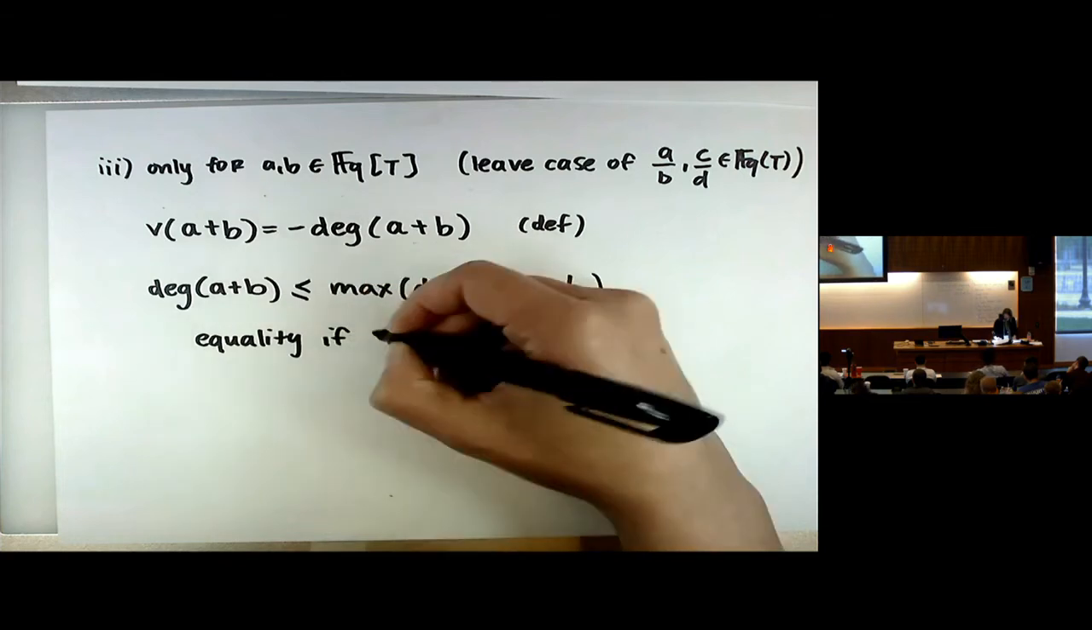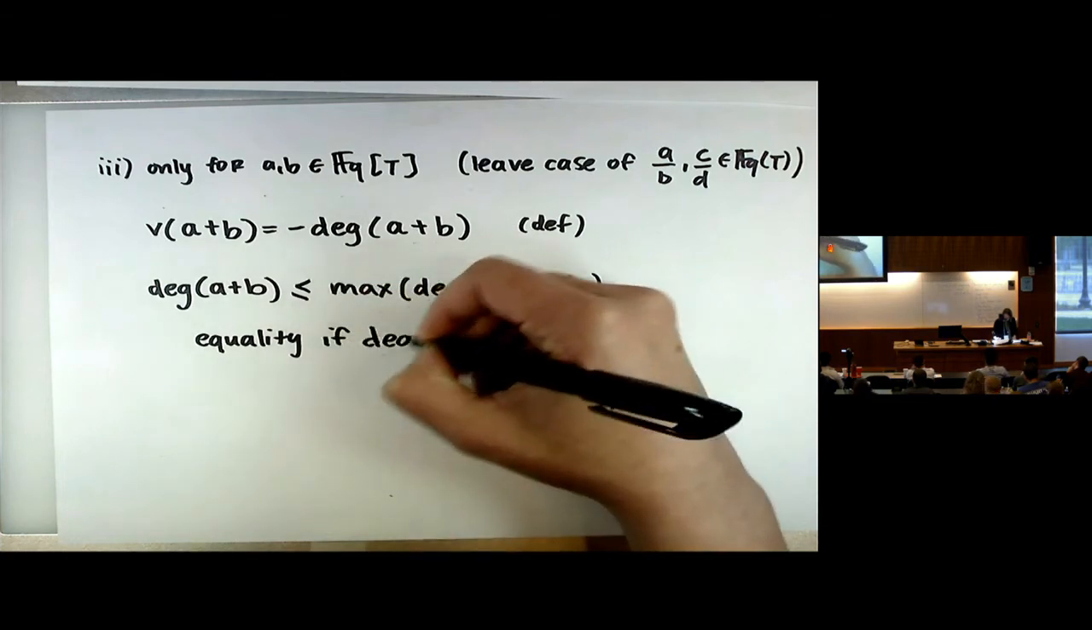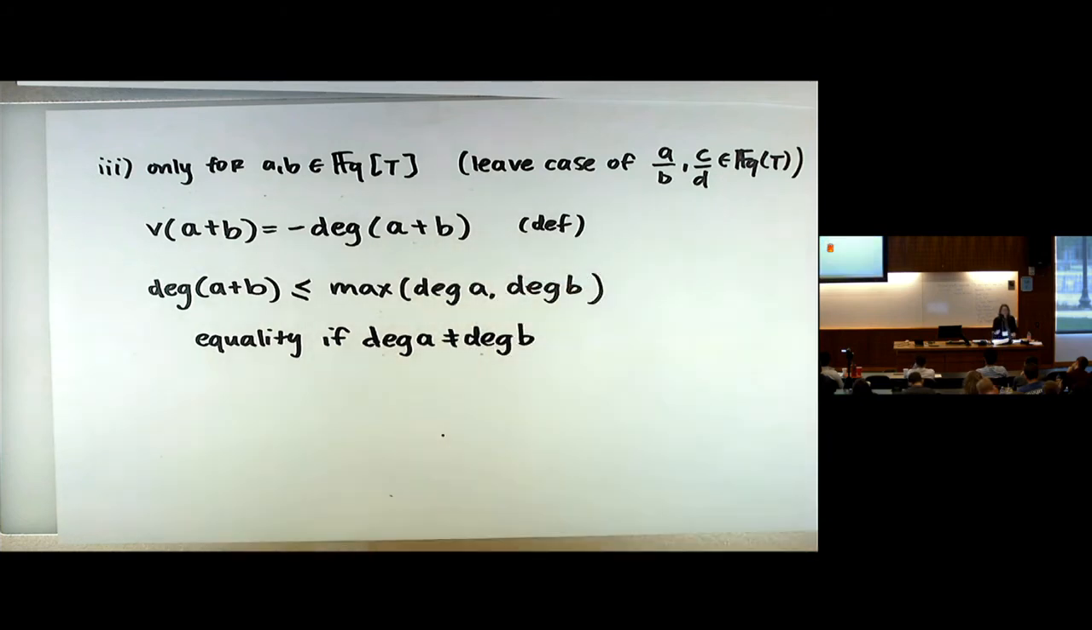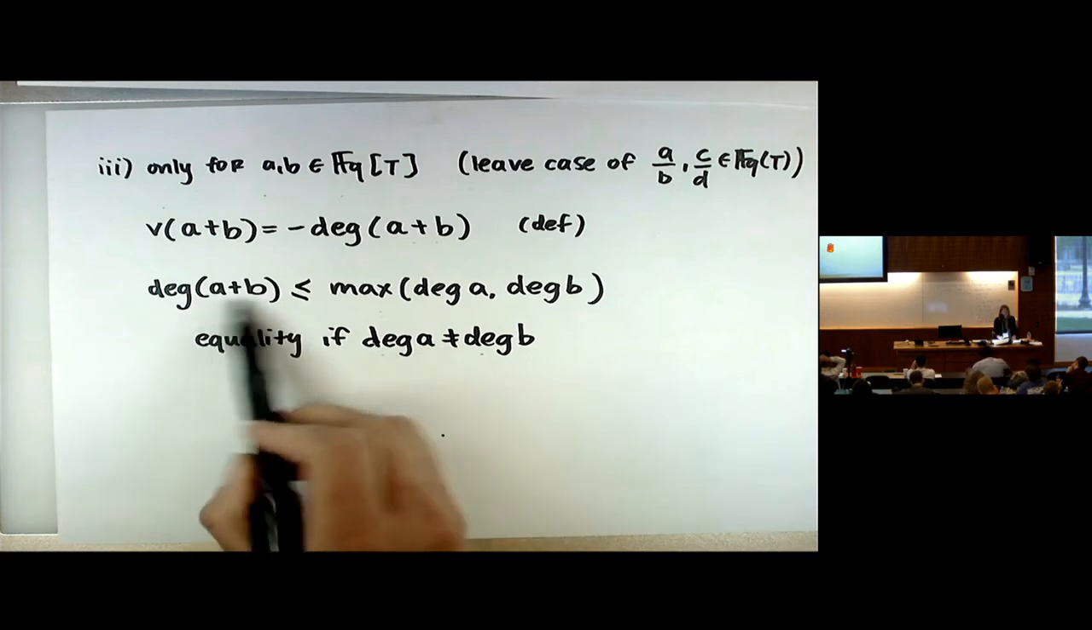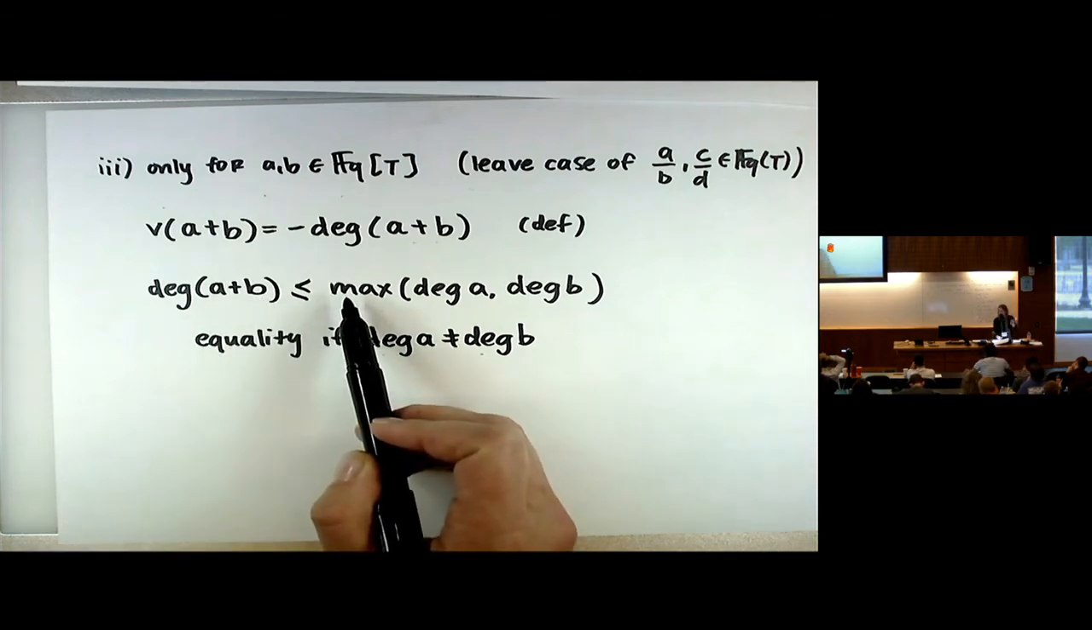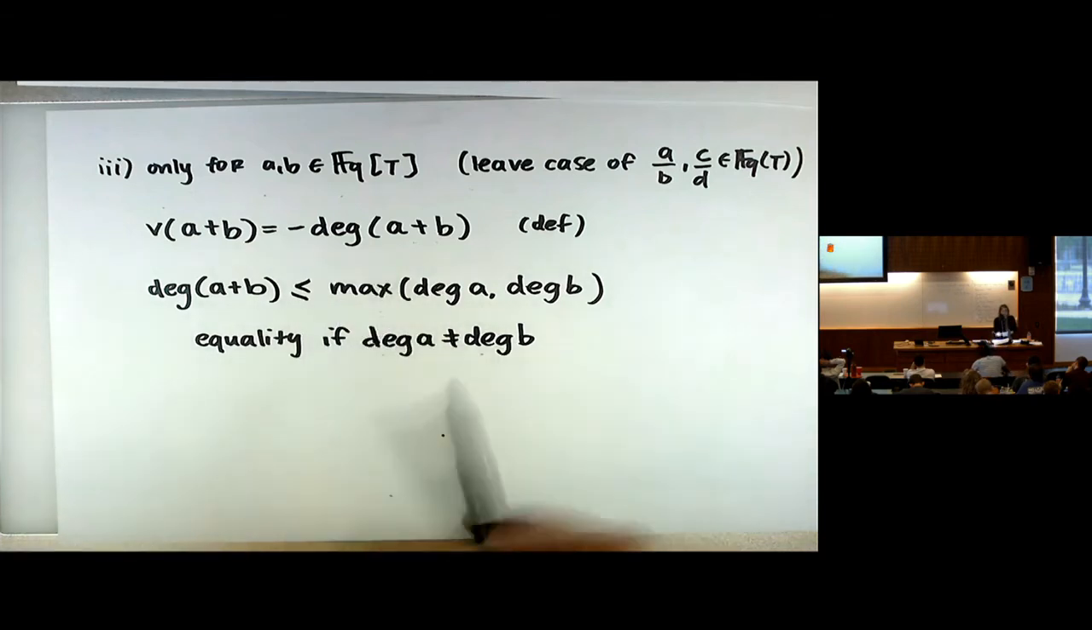if the degree of A is not equal to the degree of B. So if they're different degrees, then that cancellation can't happen. I can't have my t cubed and my t cubed canceling each other out. So if the degrees are different, I will always hit the max degree there. So that explains this condition, I hope, in some way that makes sense.